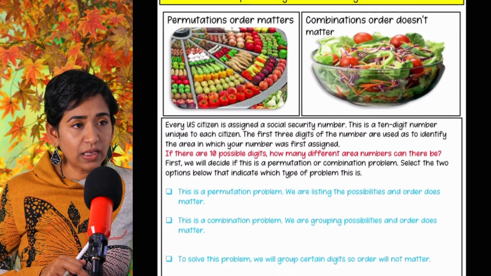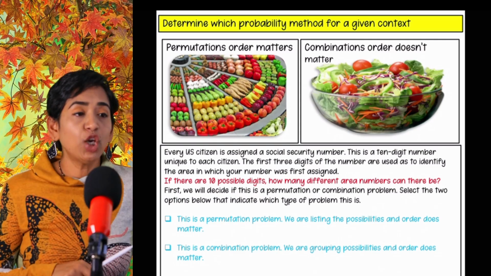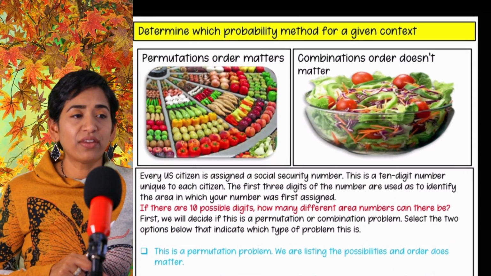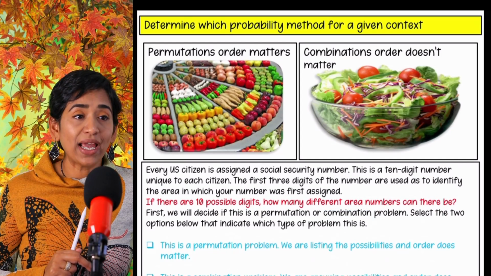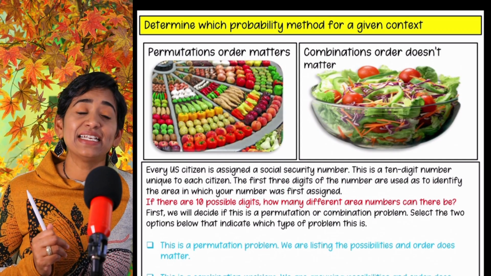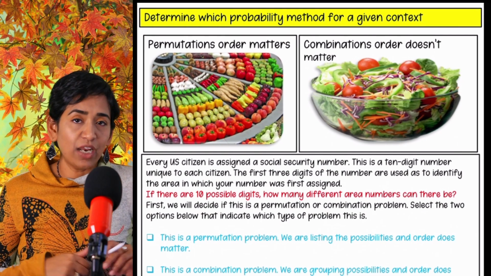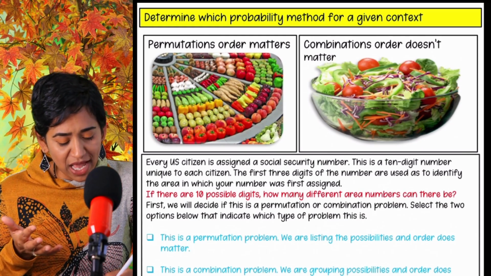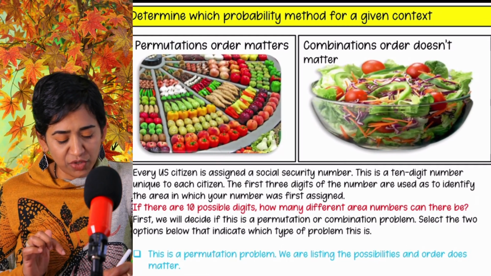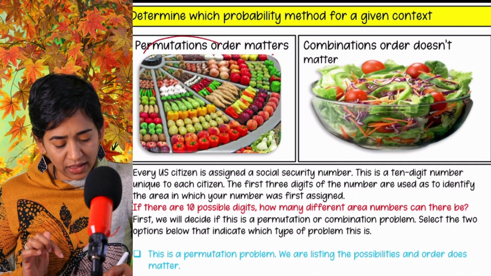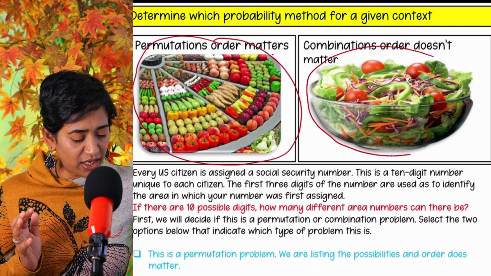Okay, so the next one, you will just determine the method of the probability. That means you will tell me if it is a permutation or if it's a combination. Again, permutation is where the arrangement matters, like in this case. Do you see this arrangement?